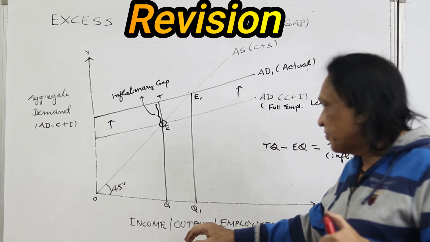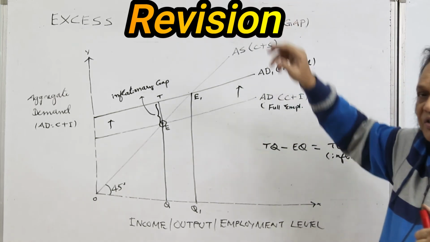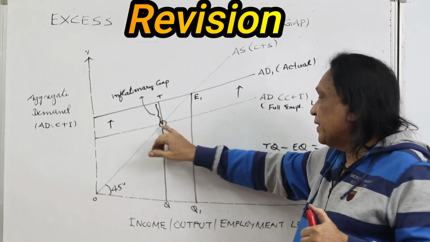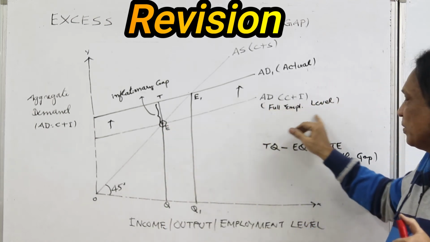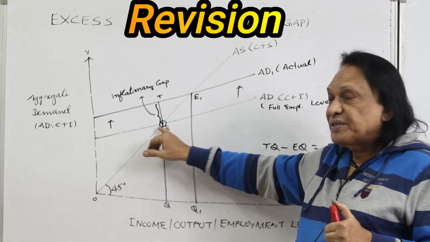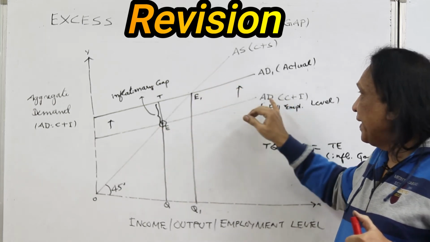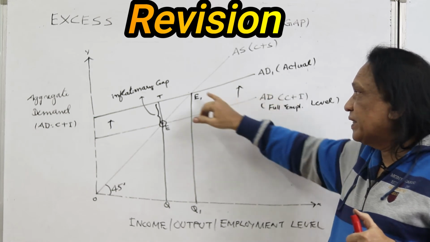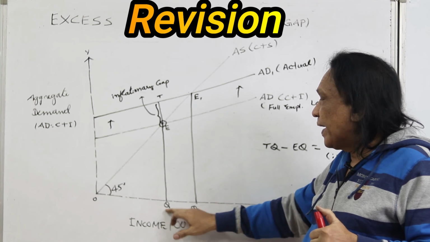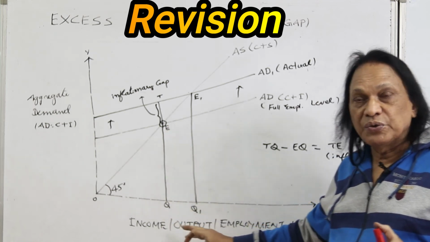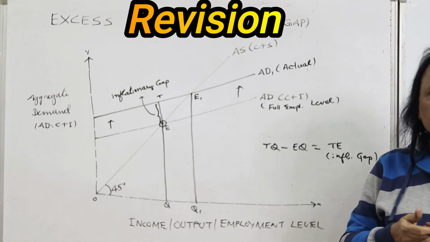This is explained with the help of a graph. On the x-axis we have output, income, employment. On the y-axis AD, we have seen it. E is the equilibrium point. This is the full employment equilibrium point E. AD is equal to AS here. Because of an increase, AD has gone up from AD to AD1. That's the actual aggregate demand now. Now the actual aggregate demand in the economy is TQ and the full employment aggregate demand is EQ. So this TE is the inflationary gap.